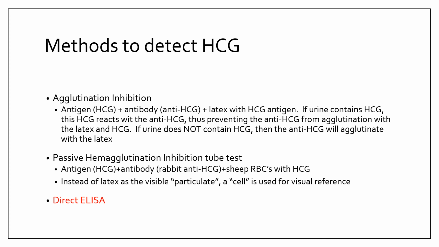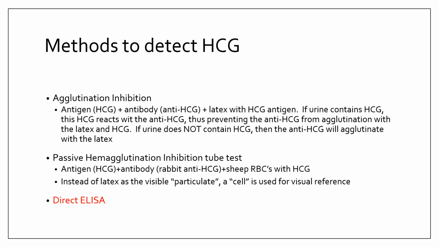There's a couple of different ways that we can detect HCG. One is called agglutination inhibition. It's exactly like it sounds like. We have antigen, which is HCG, and antibody, which is anti-HCG, and latex particles with HCG antigen added. If the urine contains HCG, the HCG is going to react with anti-HCG, thus preventing the anti-HCG from agglutination with the latex and HCG. If urine does not contain HCG, then the anti-HCG will agglutinate with the latex. That's called agglutination inhibition. Okay?